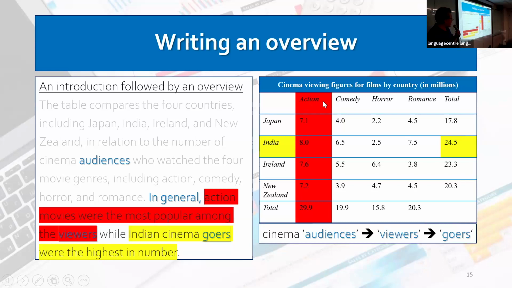And again, you can see I play with synonyms by changing the word cinema audiences. I used the word audiences in my introduction, right? So this time I use viewers. So the word viewers is here in the overview. And also I change viewers to goers in the subsequent part of the sentence. So this is how I use synonyms in my introduction and the overview in order to show my examiner that I know a variety of vocabulary. Then this can help you score higher in the domain of lexical resources.